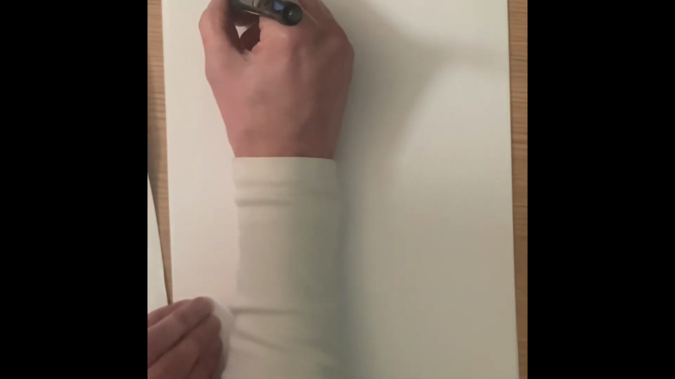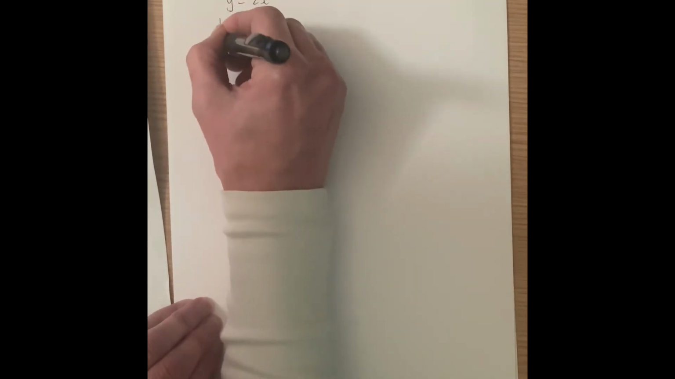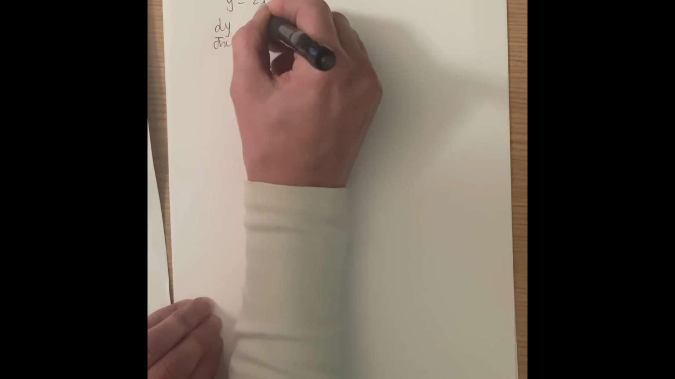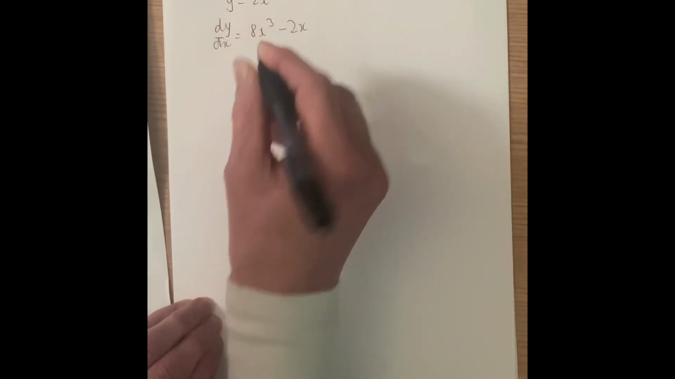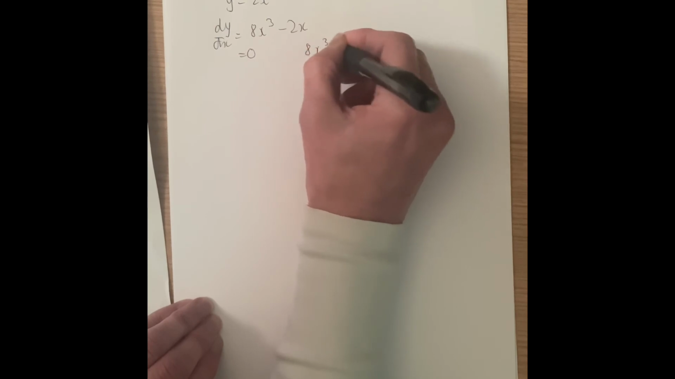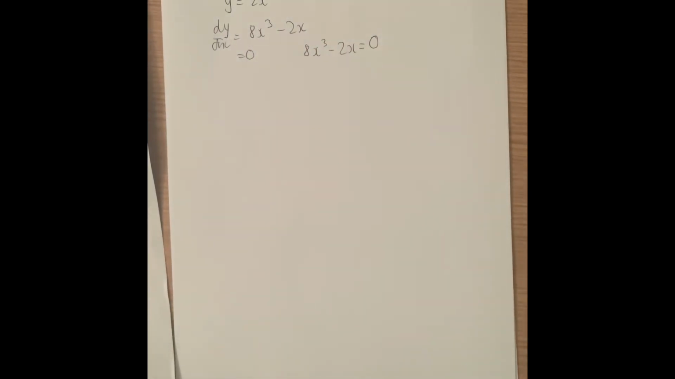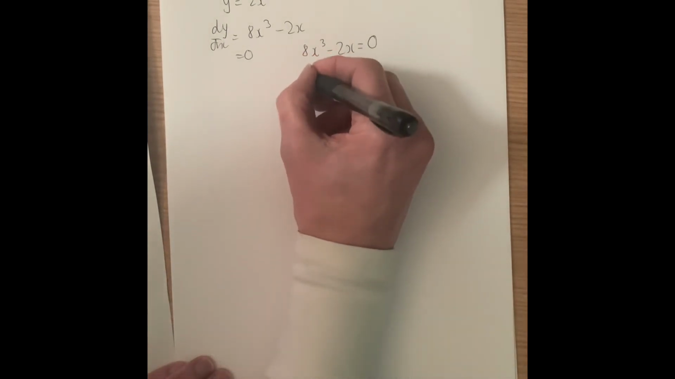So first of all, I've got y is 2x to the 4 minus x squared. So dy/dx is 8x cubed minus 2x. Now this will equal 0 when 8x cubed minus 2x equals 0. Okay, you can divide through by anything that cannot be 0. So I can divide all through by 2.